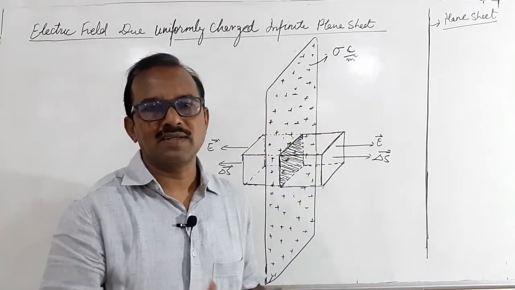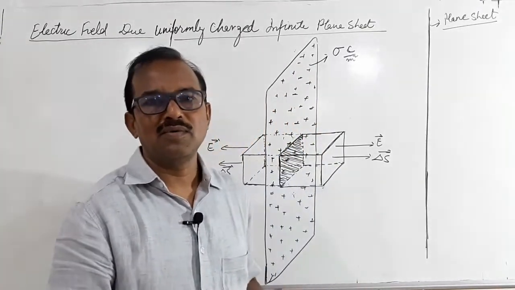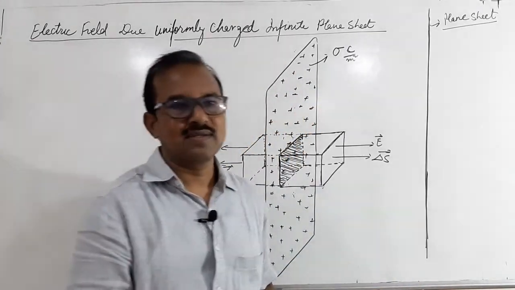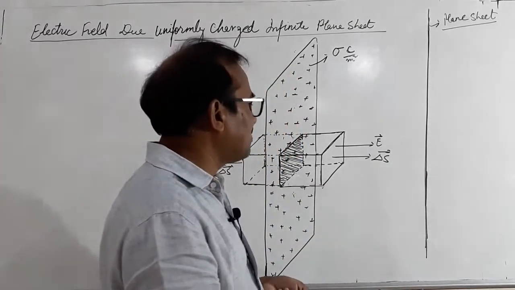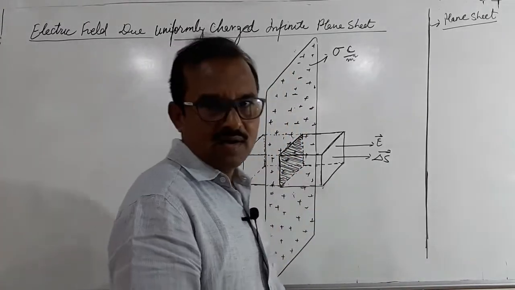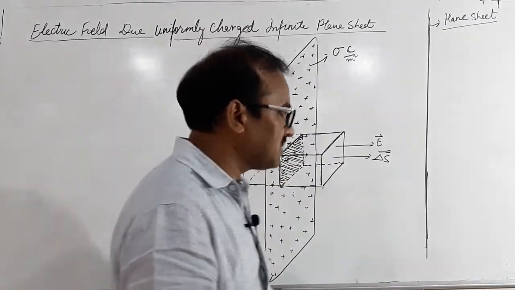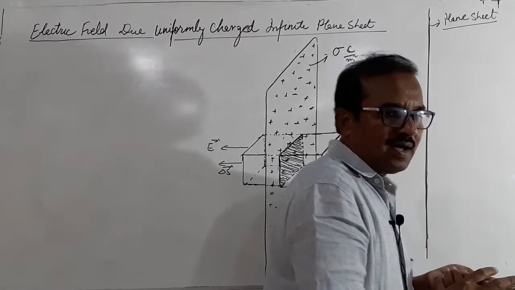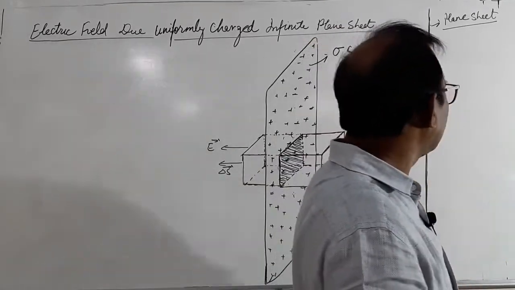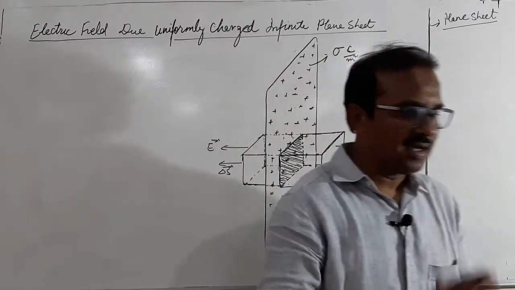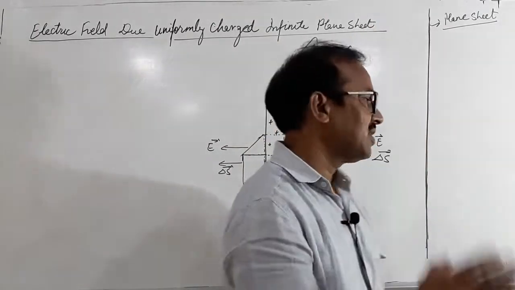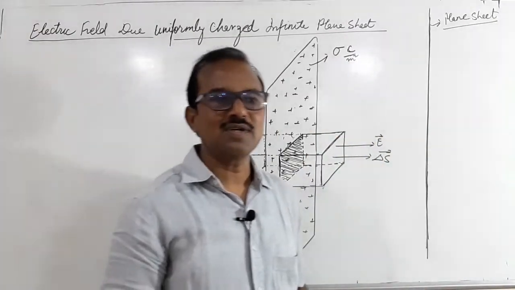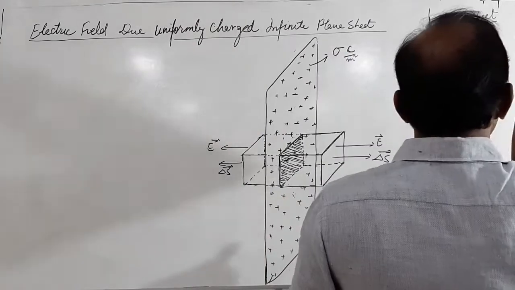An electric field direction we have to find out. Let us see what should be the direction of the electric field everywhere on the Gaussian surface. Suppose this is a plane sheet, and I am seeing it from the transverse direction. This sheet is like this in this direction. This is a sheet, not a wire or a linear distribution.